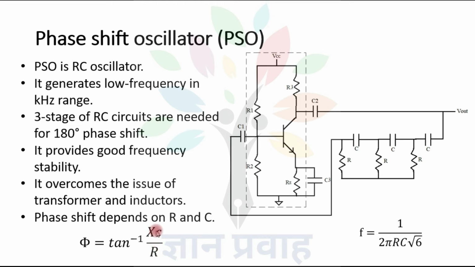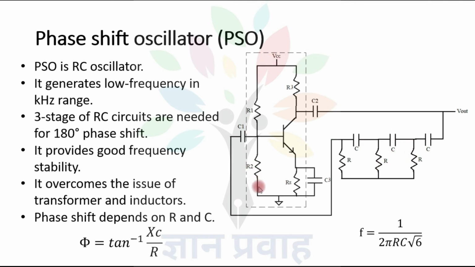XC is always equal to 1 upon omega C. So phi equals tan inverse of 1 upon omega RC. Now we can choose the values of R and C in such a way that one stage, or one RC circuit, provides exactly 60-degree phase shift, so that we can get 180-degree phase shift from the three stages of RC circuits.